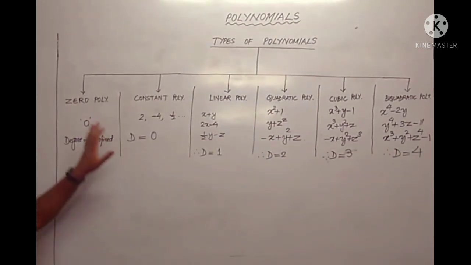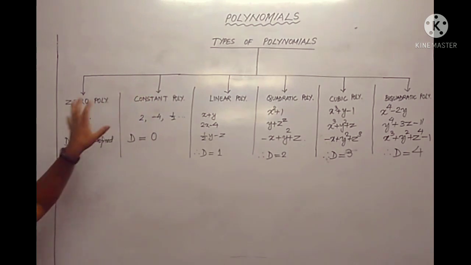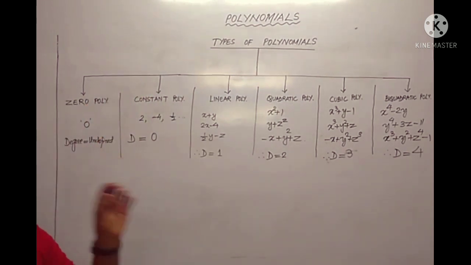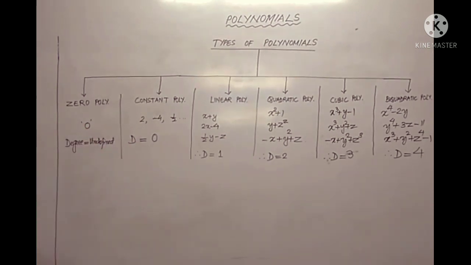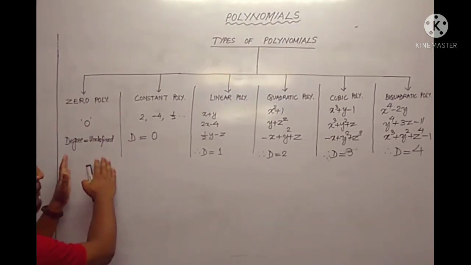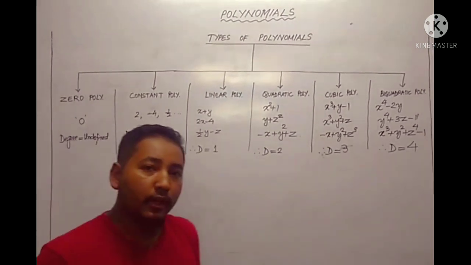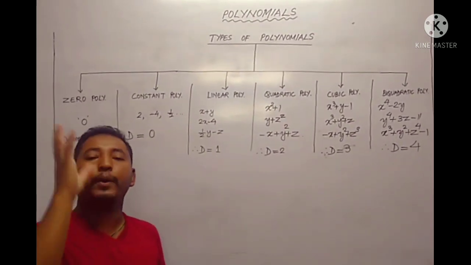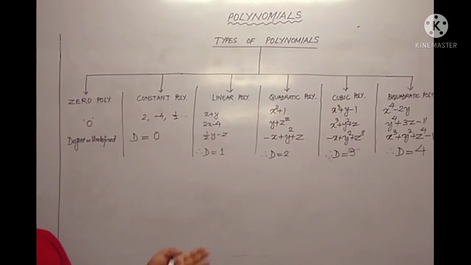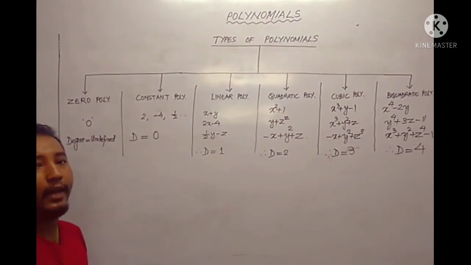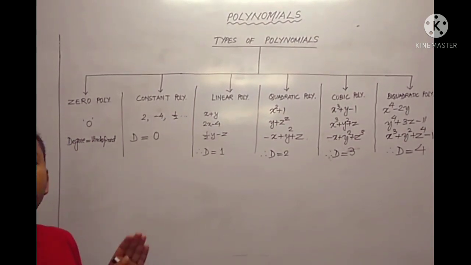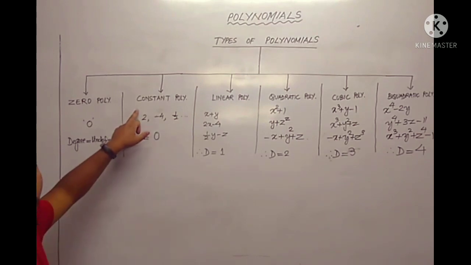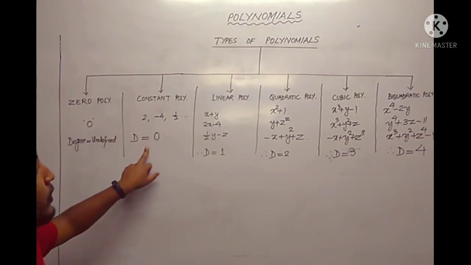Again let us revise types of polynomial. Zero polynomial means if it contains only 0 and nothing else, that is called a zero polynomial. The constant polynomial, if it contains only a constant fixed numerical value, anything, 1, 2, 3, minus 1, minus 2, 1/2, 2/3, anything, but only numerical value, that is called a constant polynomial. Here the degree is 0.